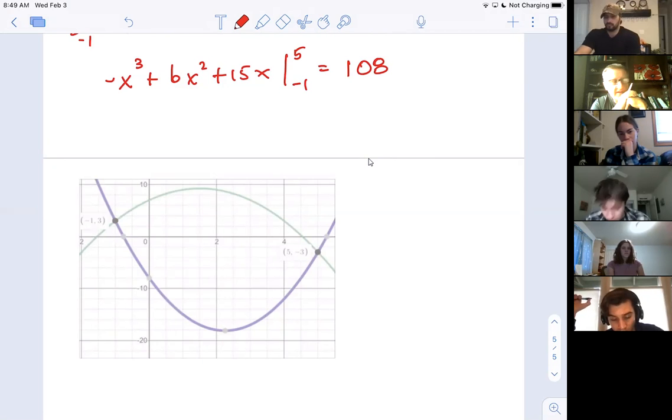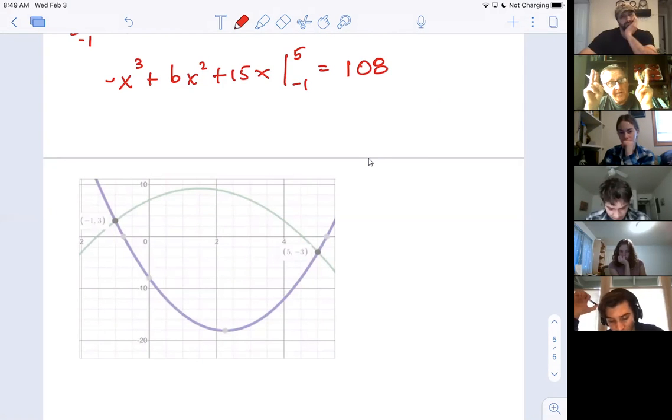I just shaded in the area, and I want you to visualize it while we're waiting here. I got to figure out how to solve this. I just shaded the area under the green curve, but do you notice some of the green curve is above the x-axis and some of the green curve is below the x-axis?